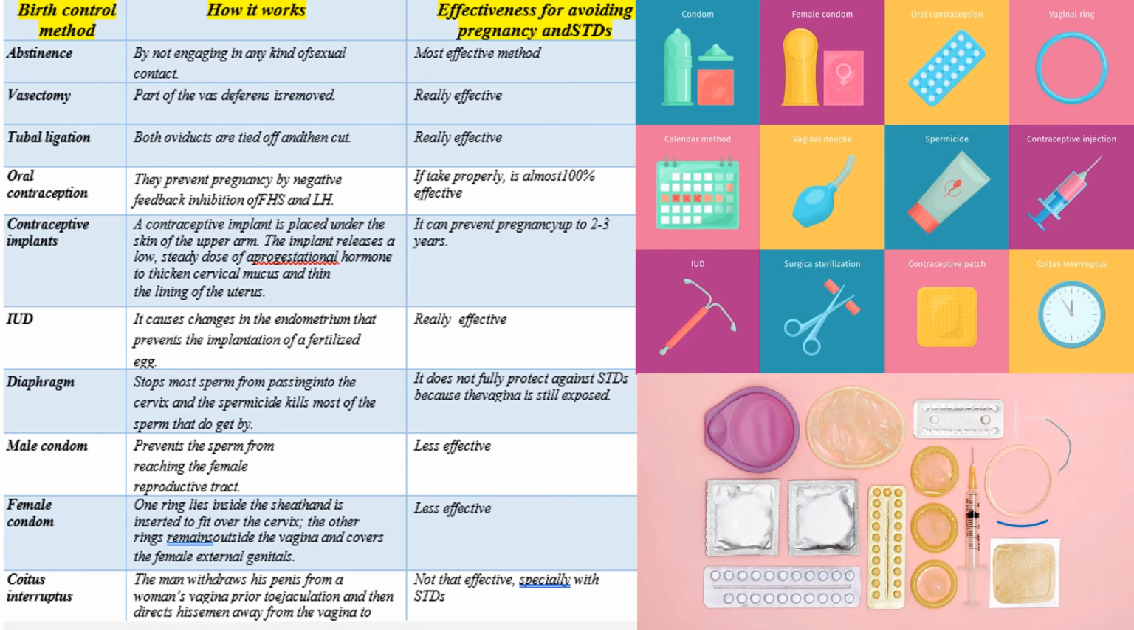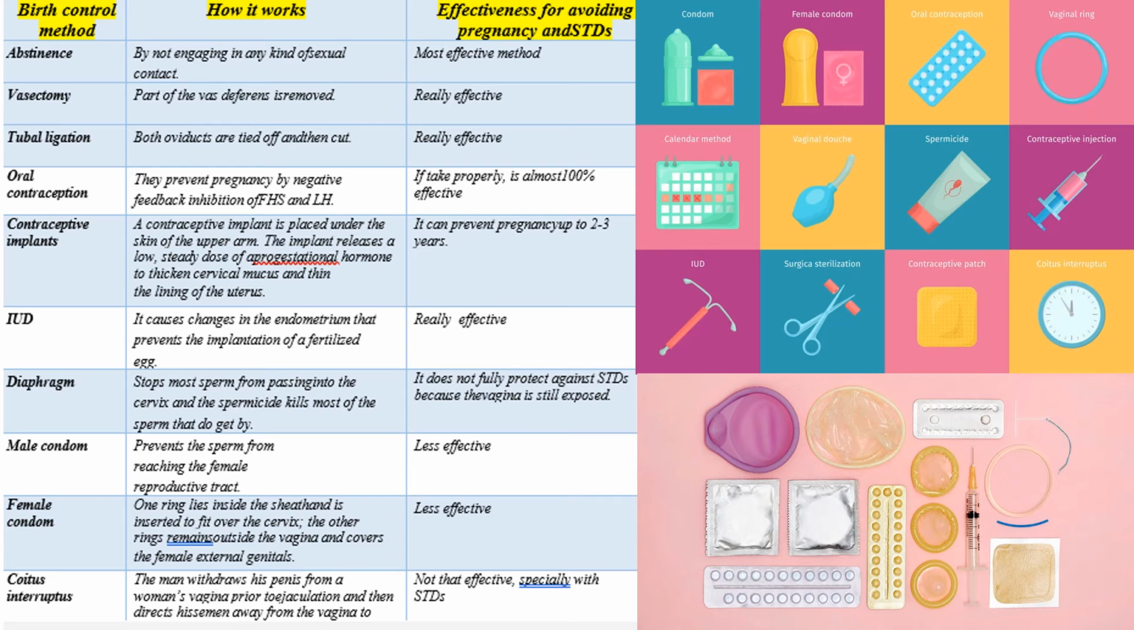We have the tubal ligation, that is really effective as well, where the oviducts are tied off and then cut. And then we have the oral contraception, and this is almost 100% effective if it's taken properly. Basically, they prevent pregnancy by negative feedback inhibition of FSH and LH.